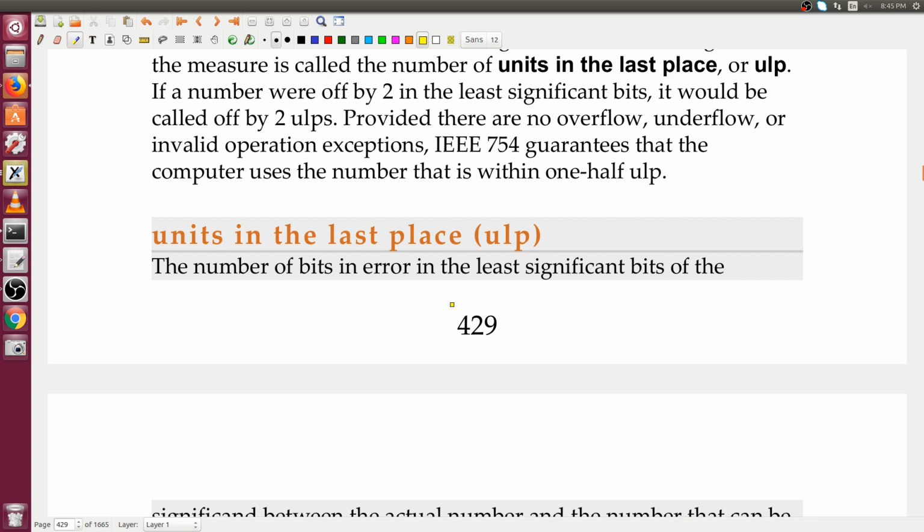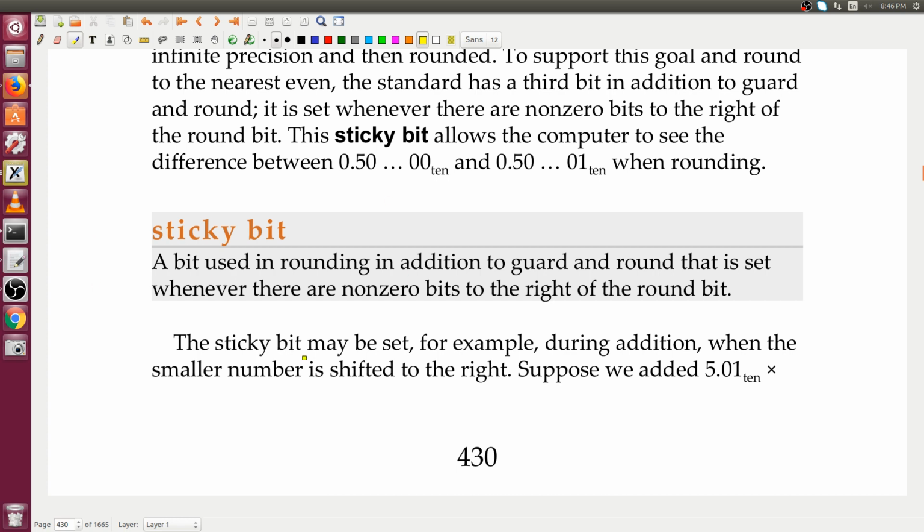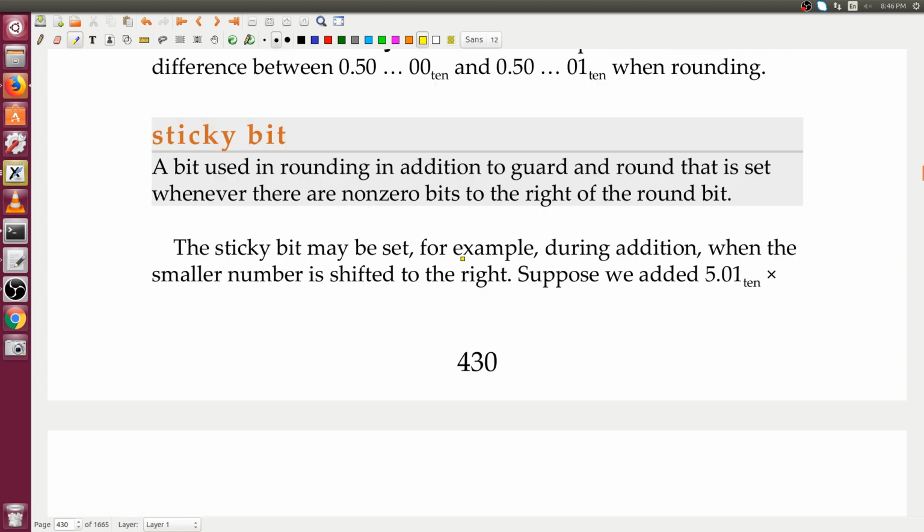So what you can think about with rounding is, with the final digits, it's basically just a test of whether the round bit is 0 or 1, and that determines whether it rounds up or rounds down. If that round bit is 1, it will round up that last bit. If it's a 0, it'll round down. A lot of times they actually have 3 additional bits at the end to determine exactly which kind of rounding. So that's this idea of sticky bits. It's a bit used in rounding in addition to guard and round that is set whenever there are non-zero bits to the right of the round bit. So like I said, in the IEEE 754 standard, they actually use 3 bits for rounding.